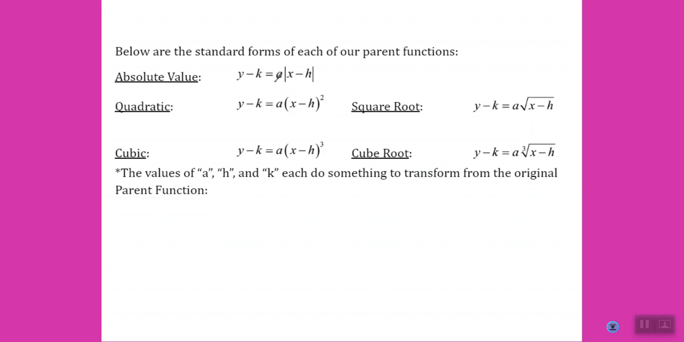So on each of them, it's got an a value right in front of the function. And then we have h and k. And I want to point out that in front of h and k are these minus signs. And what that's telling us is they are going to be the opposite of what they look like.